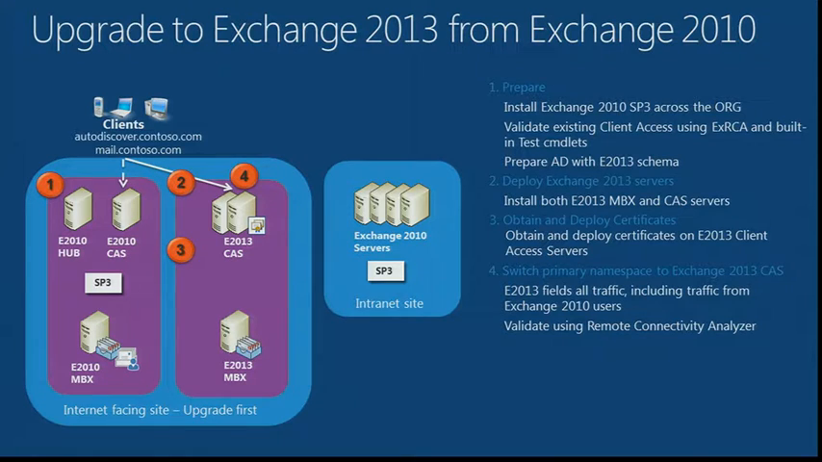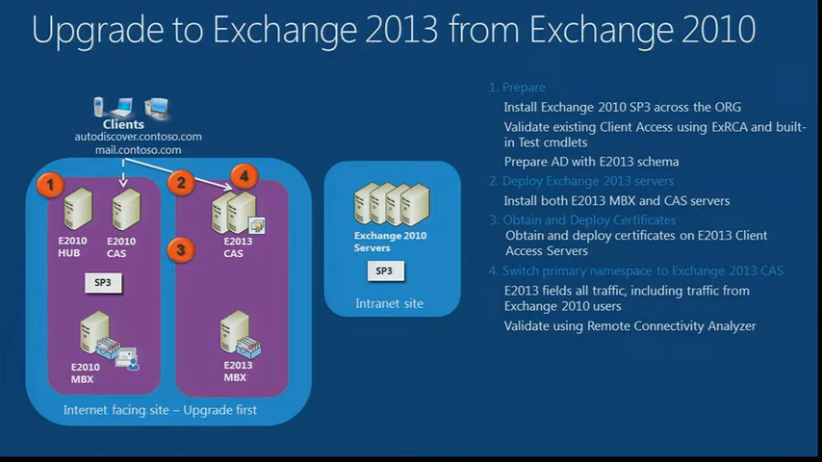Then you'll go ahead and switch that namespace so that it points over to the new infrastructure. And that is nothing more than going into DNS and changing the record for that FQDN so that it points to the IP address of the load balancer that's sitting in front of your CAS array, your 2013 CAS array. Once that's done and once all the clients refresh and pick up that DNS change, they will now all be redirected over to the new site.